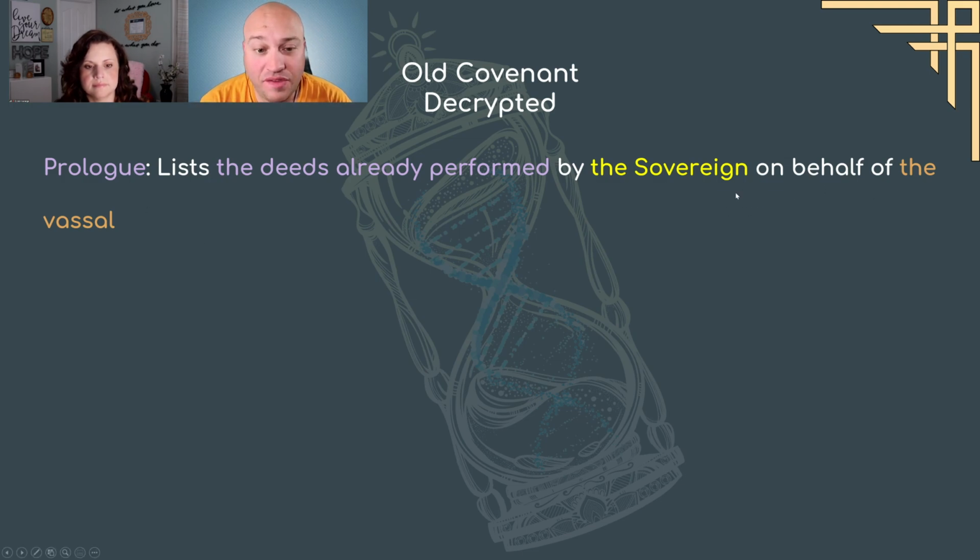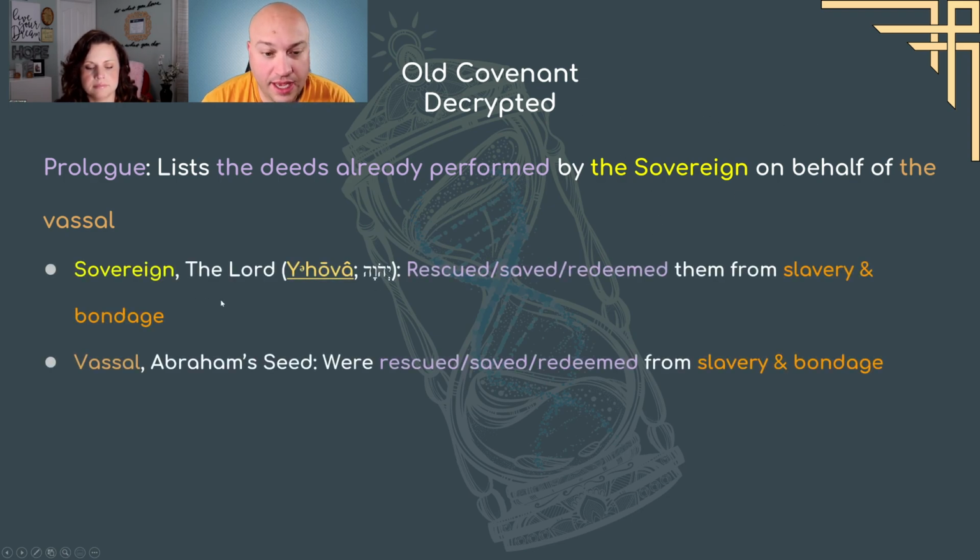This isn't something that benefits the sovereign. This is something that benefits the vassal. Does that make sense? It actually might even put the sovereign out of his way to do. Okay? So here we see again, the sovereign's the Lord. He rescued, saved, and redeemed them from slavery and bondage. The vassal were the ones who were rescued, saved, and redeemed from slavery and bondage. So we see that the vassal in this case are under slavery and bondage, and the Lord rescued them from that state. Does that make sense? Yes.